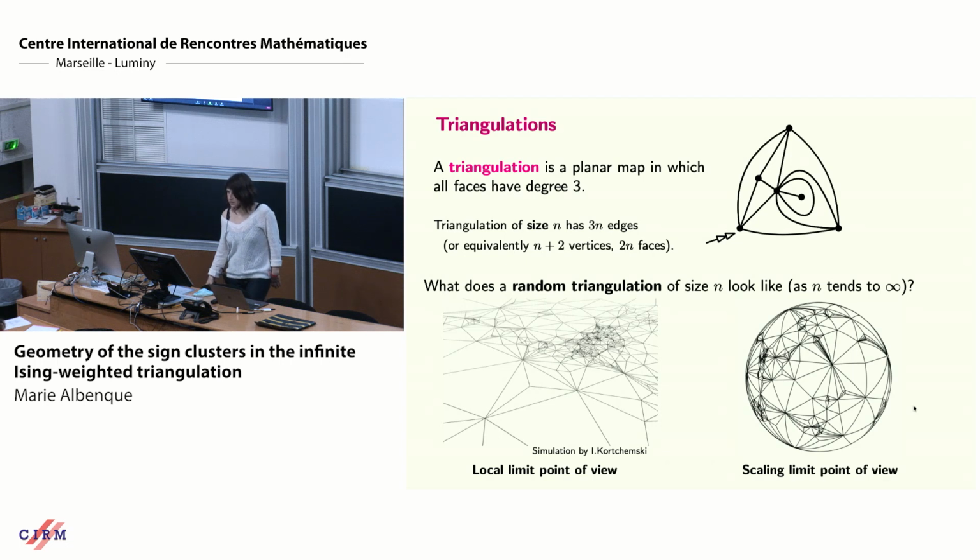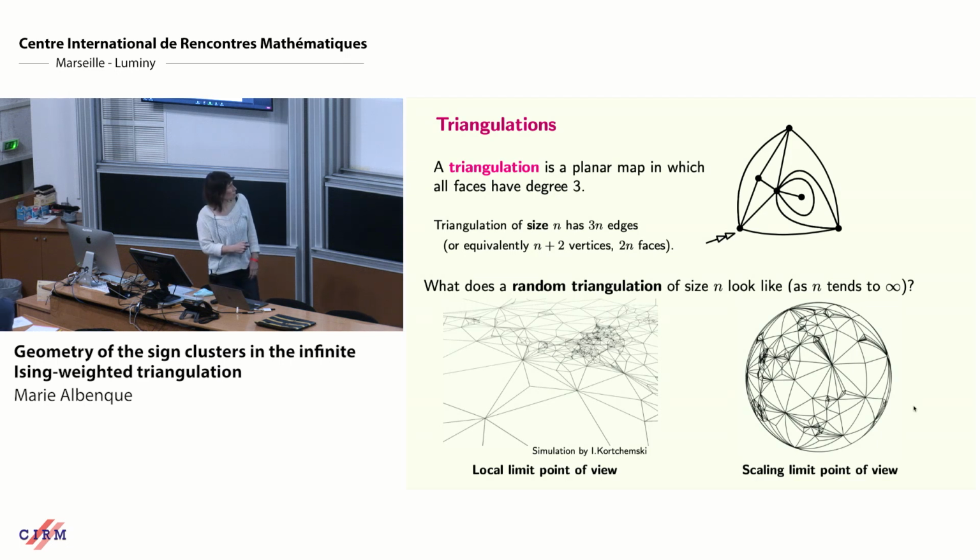One of the points of this talk is to modestly answer the question: what does a random triangulation of size n look like? It's a question which has been under a lot of investigation in the last 20, 30 years, or even more. And you have two main points of view to answer it.